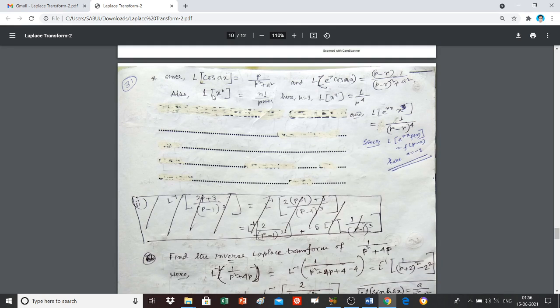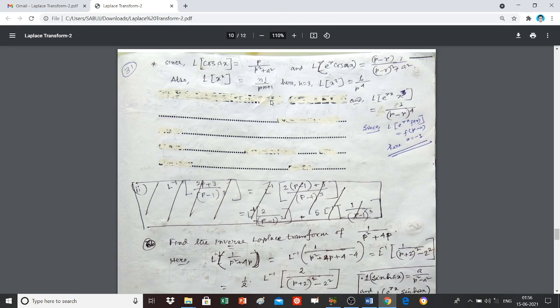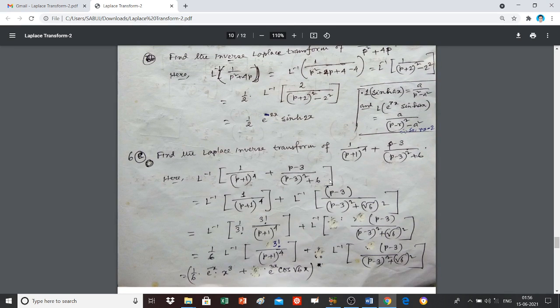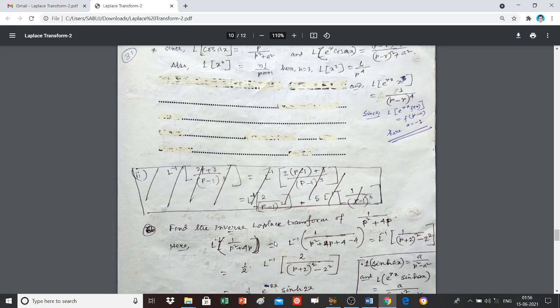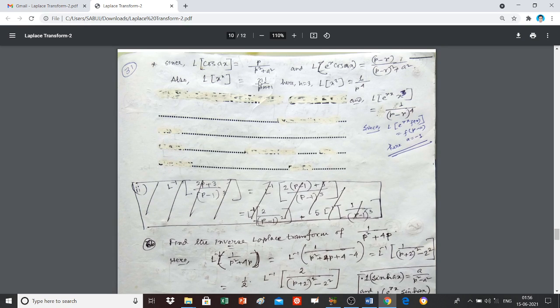You know that the Laplace transform of x to the power n is equal to n factorial by p to the power n plus 1. And in this case, here your n is actually 3. So you know that the Laplace transform of x to the power n is equal to n factorial by p to the power n plus 1. Here n is equal to 3. That means from here you will have the Laplace transform of x cube equal to 6 by p to the power 4. Okay.